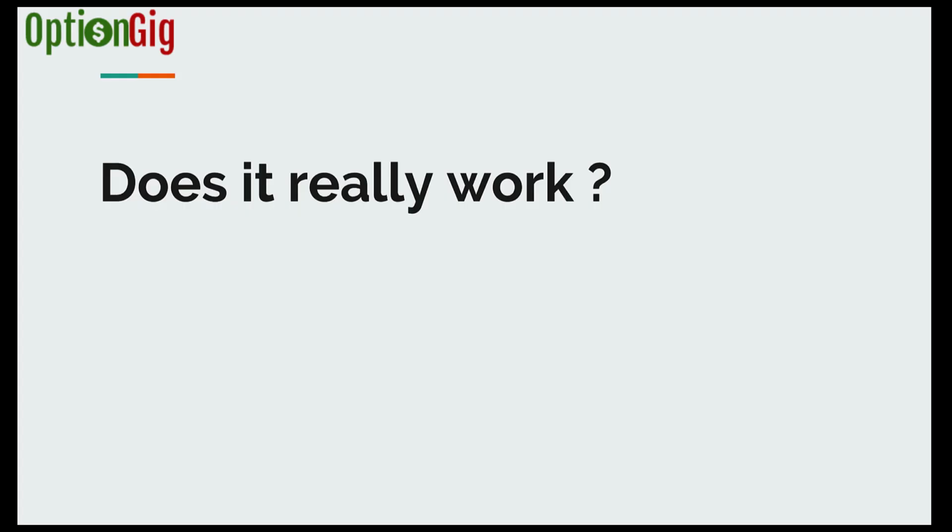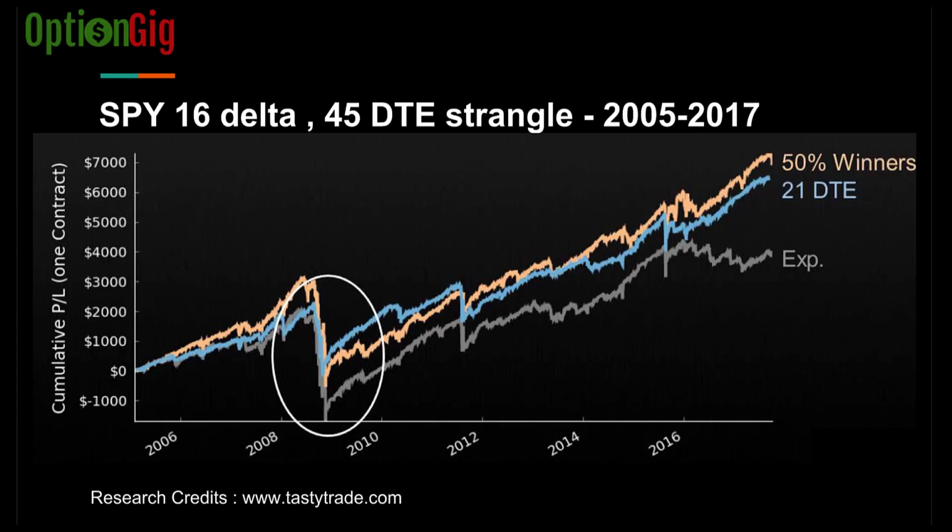Now the question is, does this really work? Does managing the profits at 50% or managing the trade at 21 days to expiration really work? Do we have proof of it? So here we come. Again, this is not my research. The research has been done by tastytrade.com. This is a 16 delta SPY strangle. These are trades which have been put on at 45 days to expiration.